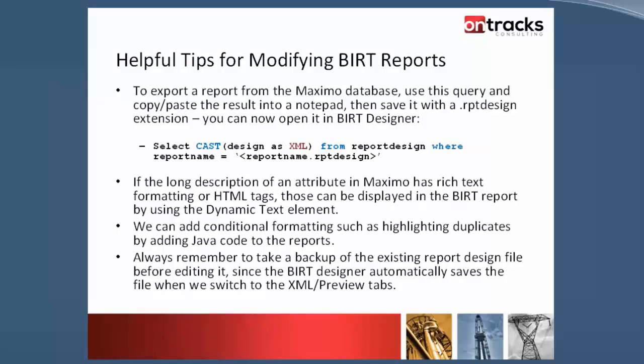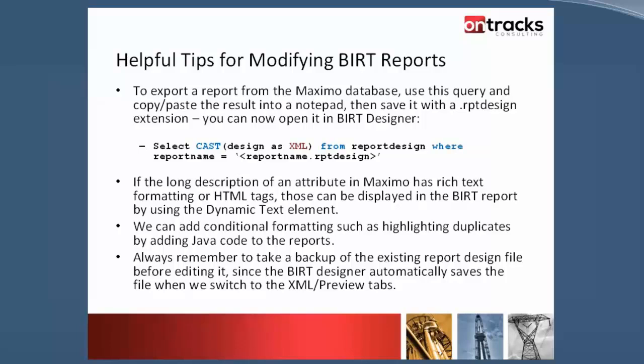This also is helpful in case we edit an out-of-the-box Maximo report, a file that is in the Maximo directory, but then we end up saving our edited file in some other location, and we import it into Maximo, but we later forget where we saved the updated file, or we didn't copy it over in the Maximo directory, or for some reason we've lost that file. We can simply export the last version that we imported into Maximo by running this query on the database, and we can save it as an RPT design file, and then we have our report back.